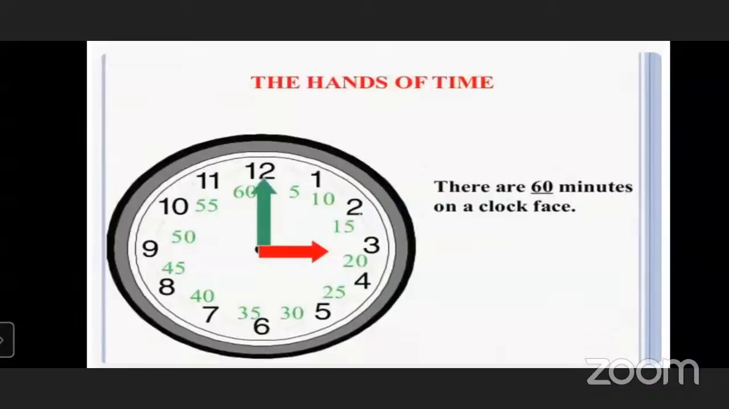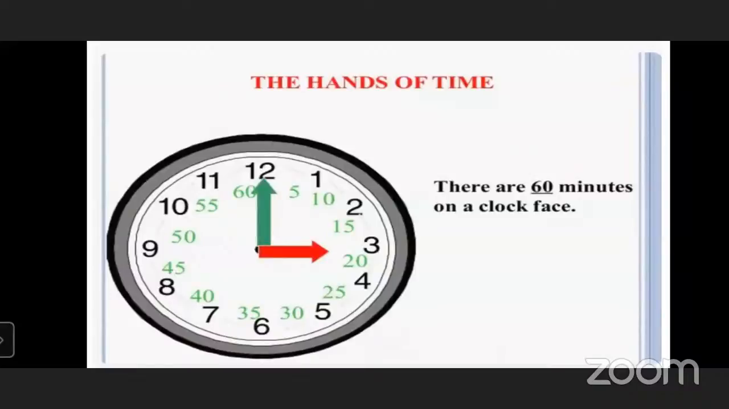In every interval between two numbers, there is an interval of 5 minutes. For example, between 12 and 1 there is an interval of 5 minutes, and between 1 and 2 there is an interval of 5. Since we calculate from 12, the interval from 12 to 2 is 5 plus 5, which is 10 minutes. So the number increases by 5: 5, 10, 15, 20, 25, and so on, up to 60.